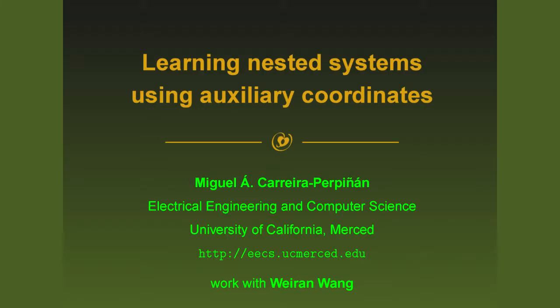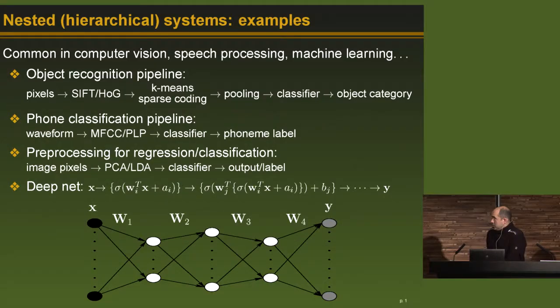This is work with my student, Weiran Wang, who is now a postdoc at TTI Chicago. So the topic of this paper is optimization of deeply nested systems. I'm going to start by explaining what I mean by a nested system. You are all used to them. They appear all over the place in computer vision, speech processing, machine learning, etc.